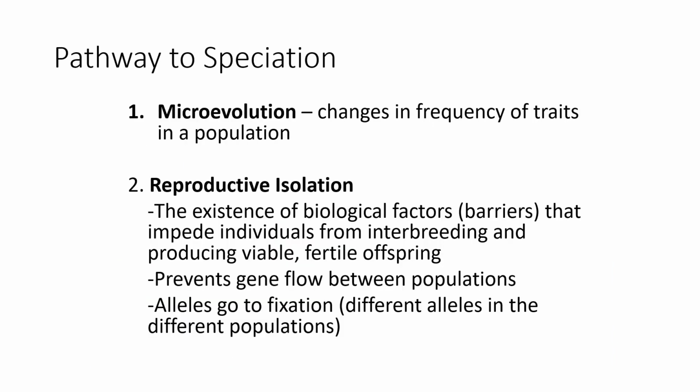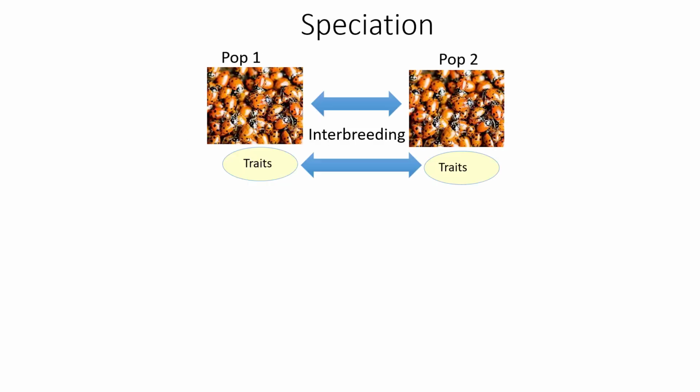So let's look at microevolution, which is change in frequency of traits in a population. We've been looking at that quite a lot, and that can lead to reproductive isolation, causing barriers that impede individuals from interbreeding and thus sharing genes. So this is going to stop gene flow via reproductive isolation, and over time, that is going to cause alleles to go to fixation, where the different populations have distinct alleles. So what does that cause?